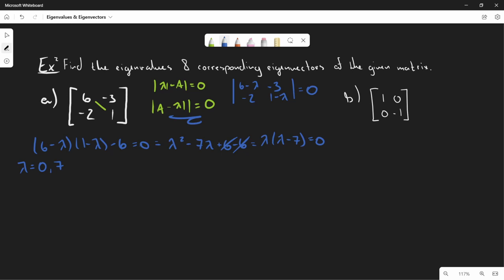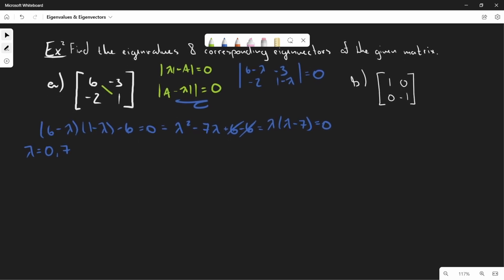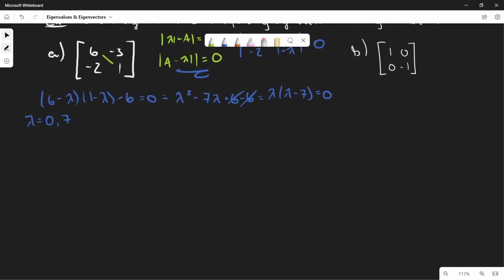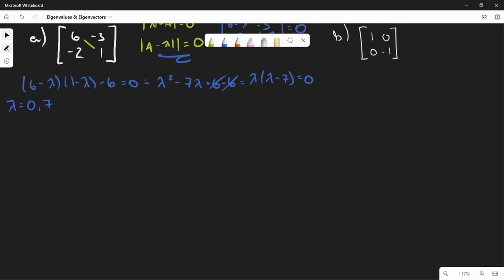And so that's how you find the eigenvalues for pretty much all the matrices. There will be some that are harder to work with in the characteristic equation, but there are ways to work around it. And so now we are going to find the eigenvectors of the corresponding eigenvalues.